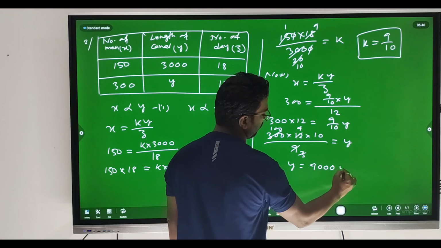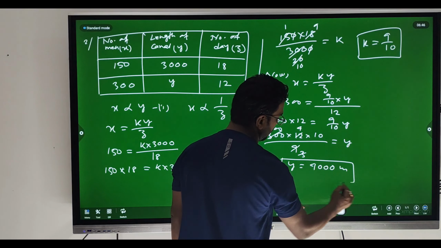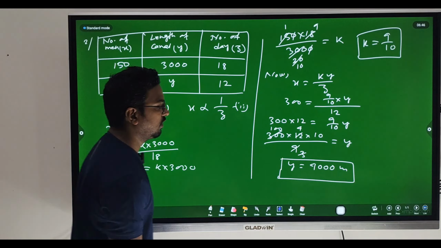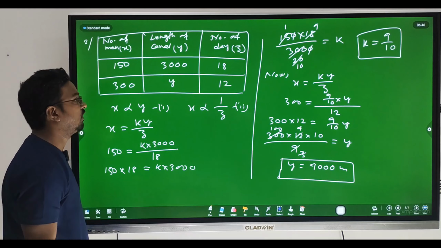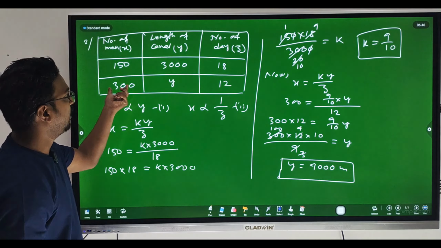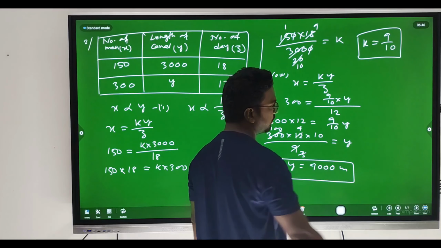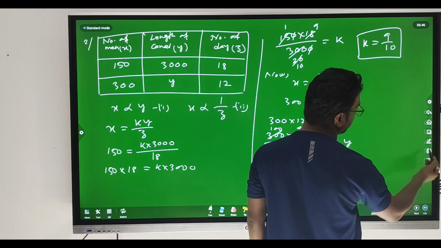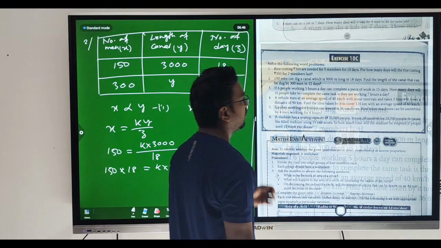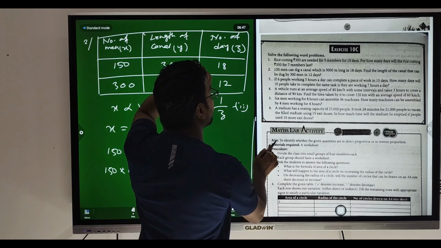So they can dig 4000 meters. They can dig up to 4000 meters if there are 300 men and they work for 12 days. Moving to the next question.